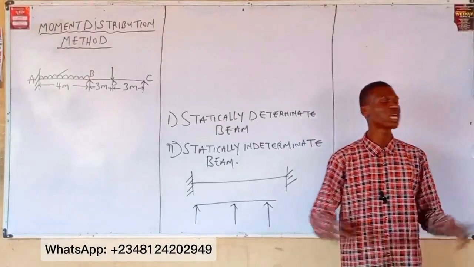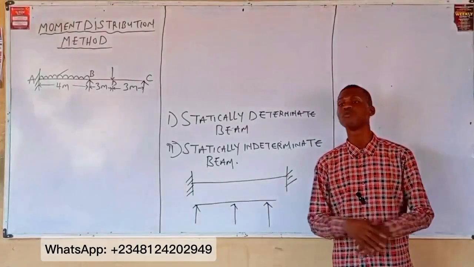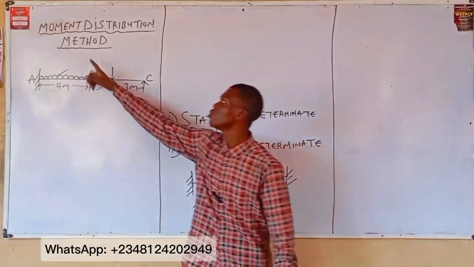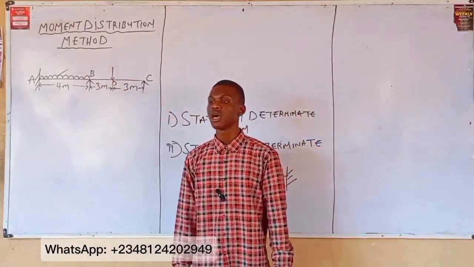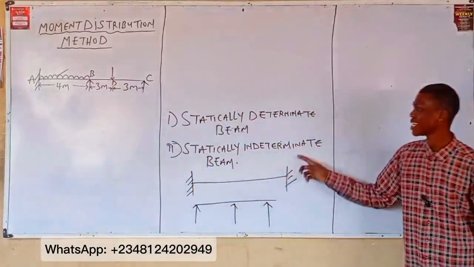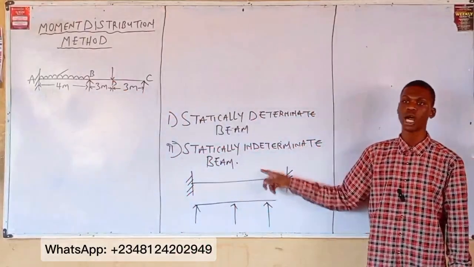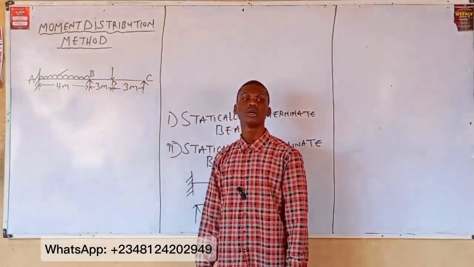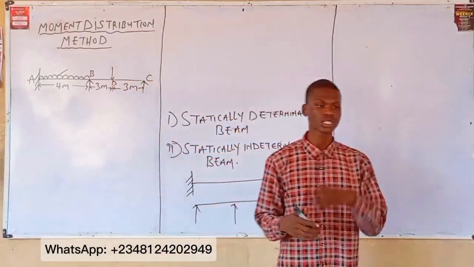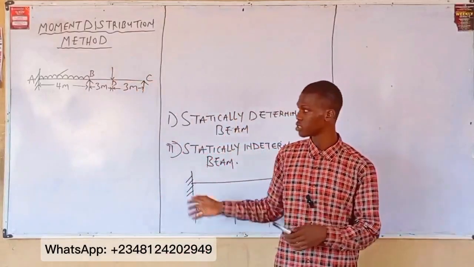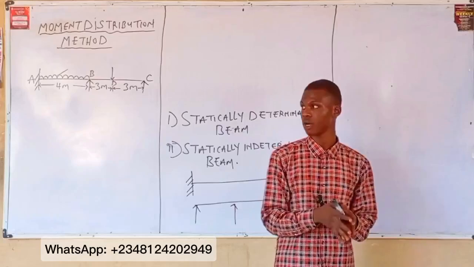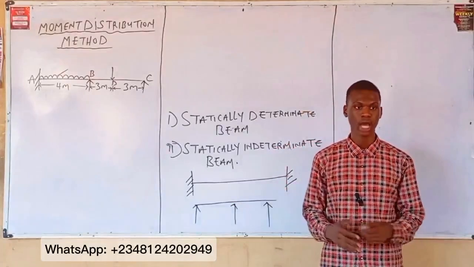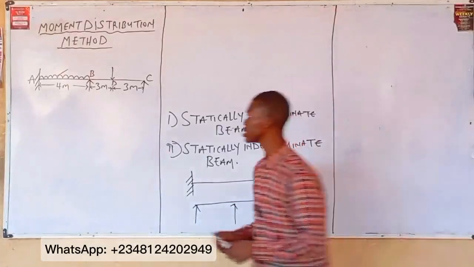We have a lot of methods to analyze statically indeterminate beams, and one of them is called the moment distribution method. We also have Clapeyron's three moment equation. That one is different from this. In this case, you are using formulas and drawing your table. Now let's see how it works.